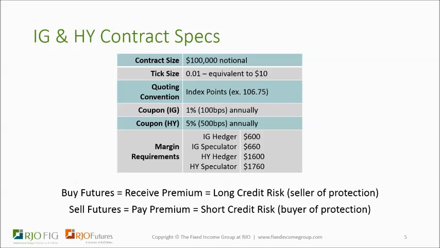The margin requirements for both of the futures contracts: for the IG, a hedger margin requirement is $600. For a speculator, it's $660. For the high yield, hedger is $1,600, and the speculator is $1,760.